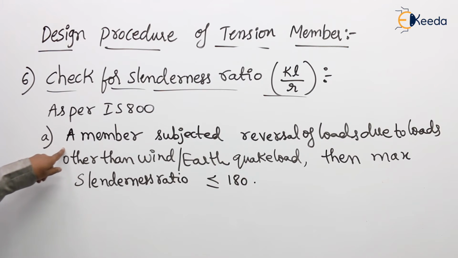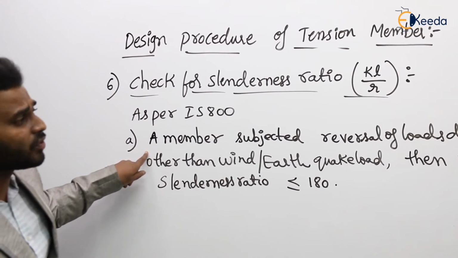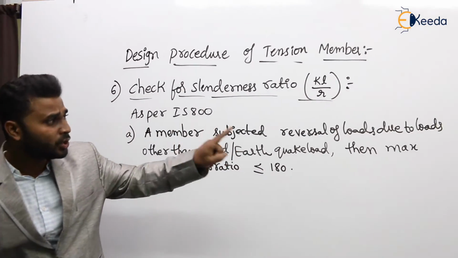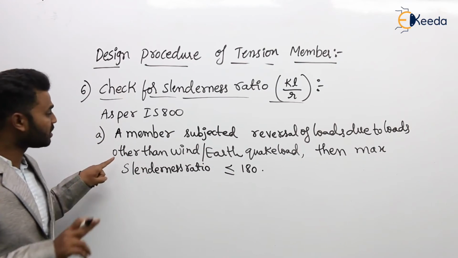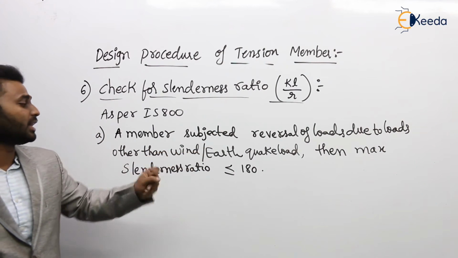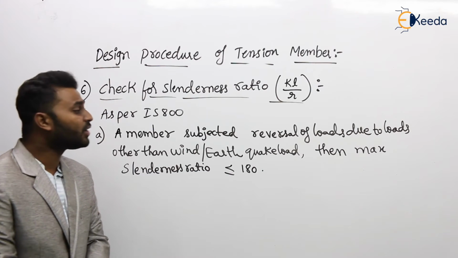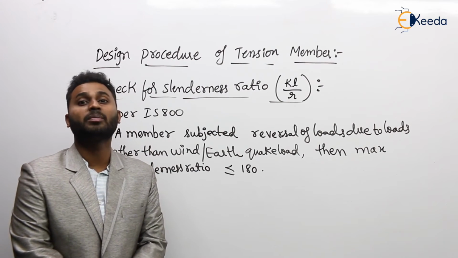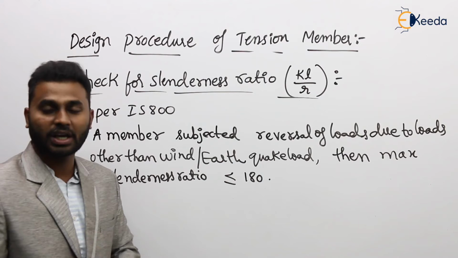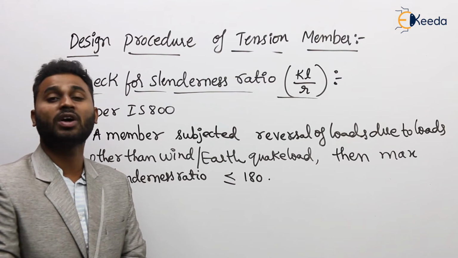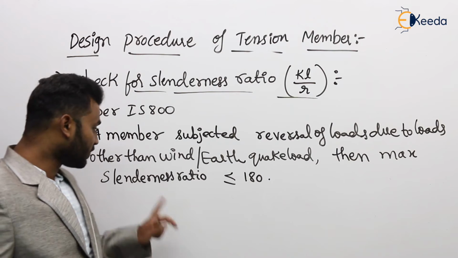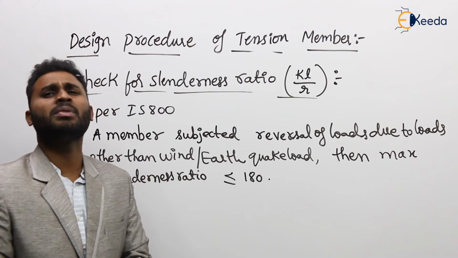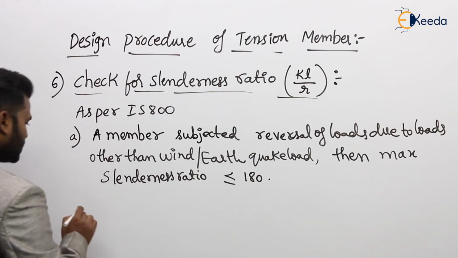So a member subjected to reversal of load, or stress, or force, due to applied loads other than wind or earthquake load, then the maximum slenderness ratio is 180. So where are we going to find these types of members? In bridge truss main members. Okay, between members of a bridge truss we are going to find this. Agree or not? In a bridge truss, what is the major load? Dead and live load, but not wind or earthquake load. So other than wind or earthquake load, this provision is for the members of a bridge truss. Agree? Next.